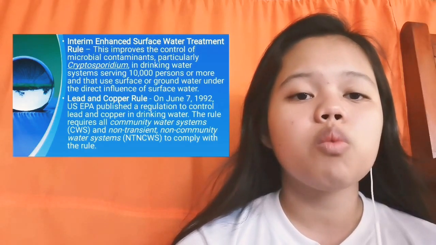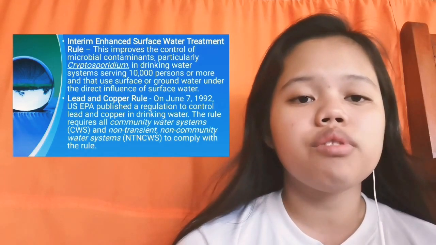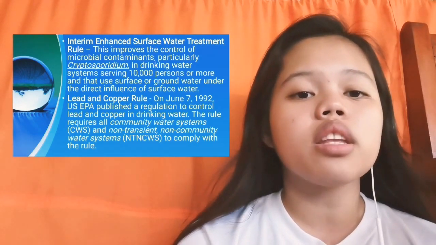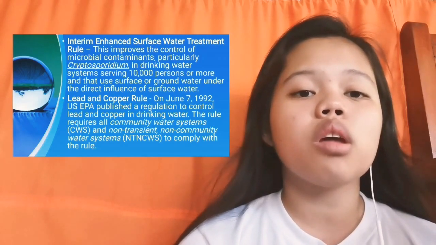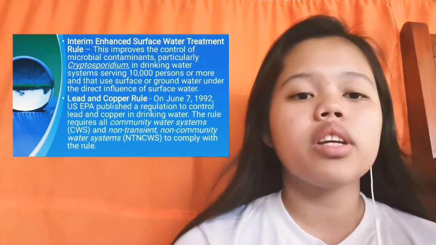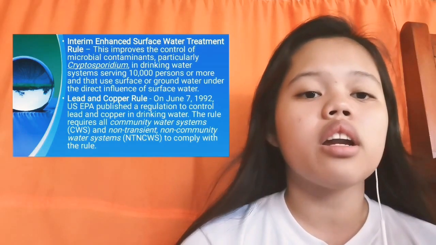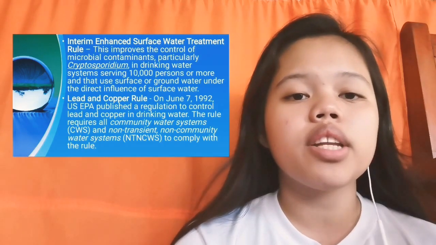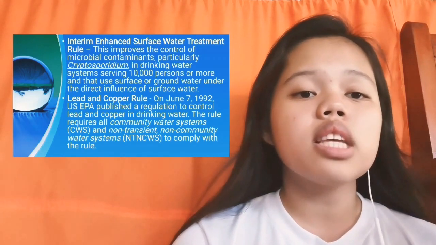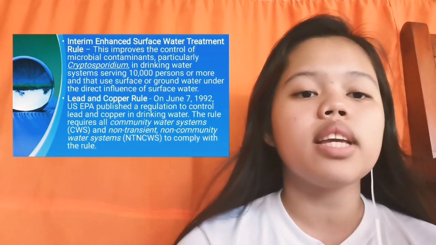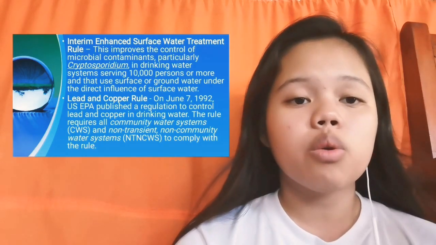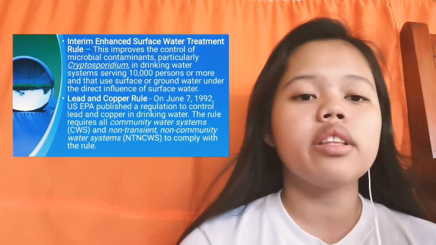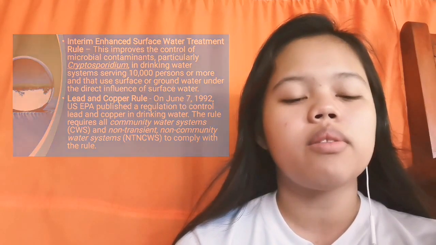Interim Enhanced Surface Water Treatment Rule. This improves the control of microbial contaminants, particularly Cryptosporidium, in drinking water systems serving 10,000 persons or more and that use surface water or groundwater under the direct influence of surface water. Lead and Copper Rule. On June 7, 1992, US EPA published a regulation to control lead and copper in drinking water. The rule requires all community water systems and non-transient non-community water systems to comply with the rule.